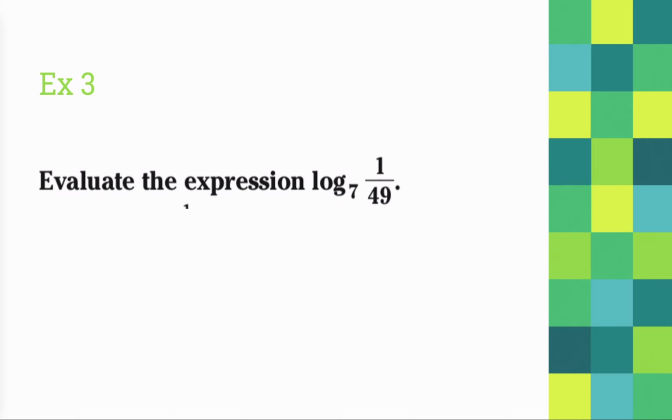Evaluate the expression log base 7 of 1/49. So in order to be able to switch between log and exponent form, we need to have an equation. So to make this an equation, we're just going to set it equal to x, and we're going to solve for x. If we put this in exponent form now, this is 7 to the x power equals 1/49. 7 squared equals 49, so 7 to the -2 is going to be 1/49. So we get that x equals -2.